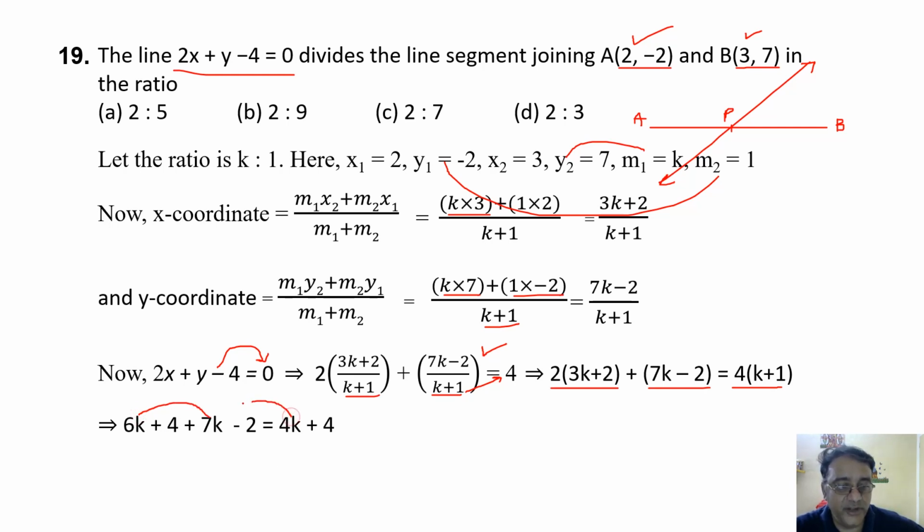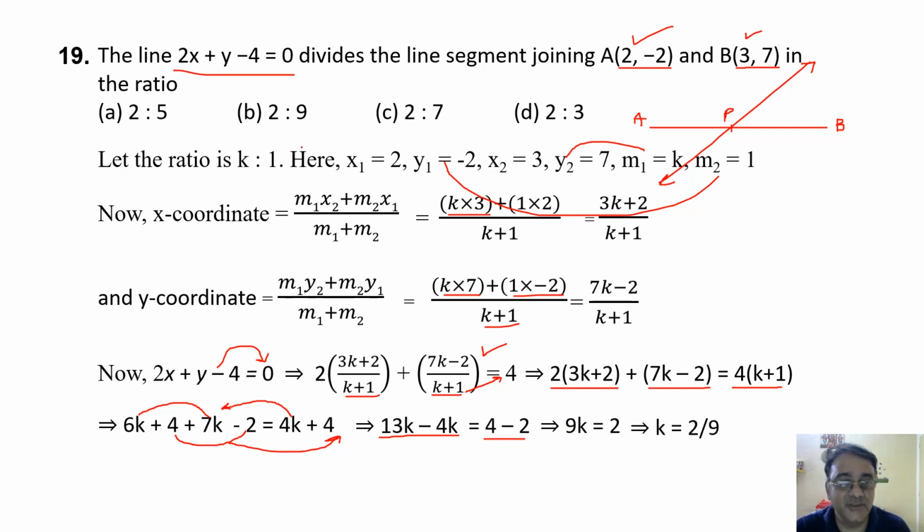So 4k हम लोग यहाँ शिफ्ट करेंगे. तो so 13k minus 4k and 4 minus 2 is 2. That 2 we will shift to this side. So 4 minus 2 हो जाएगा. ये step clear है सबको? Yes, sir. Okay. So 9k is equals to 2. What is the final answer? 2 by 9. Which option is the correct one? Option B. Option B, right.